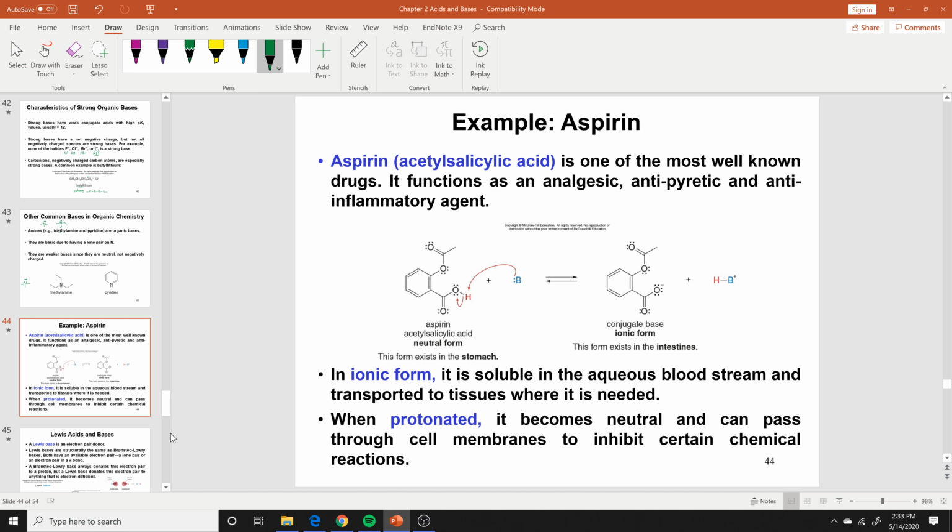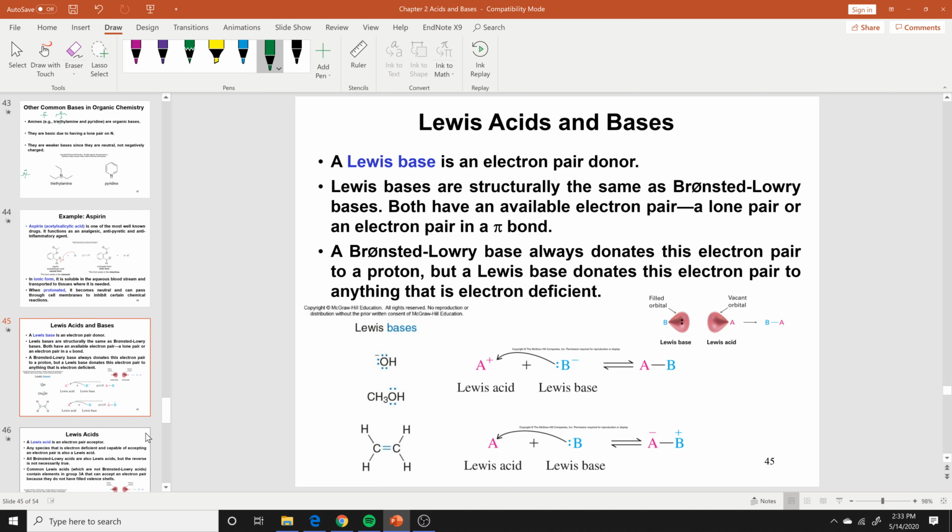This is when it's in ionic form. Now, when it is protonated, it is neutral. In its protonated form, it can pass through cell membranes and stop chemical reactions. Now, the other type of acids and bases is the Lewis acid and the Lewis base. This is the other type of acid and base.